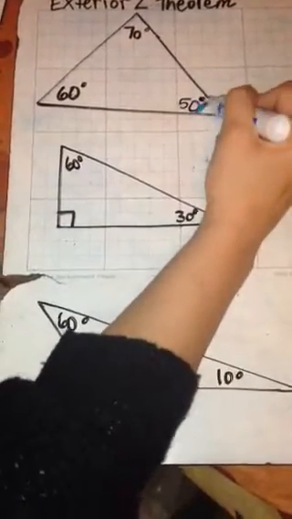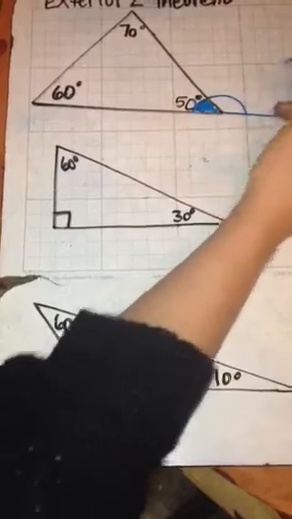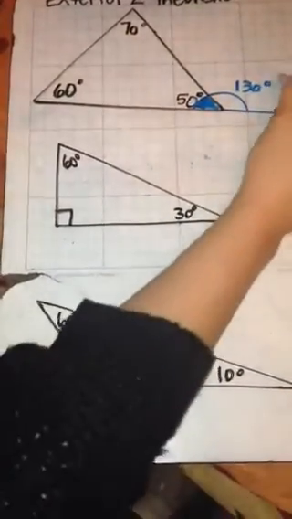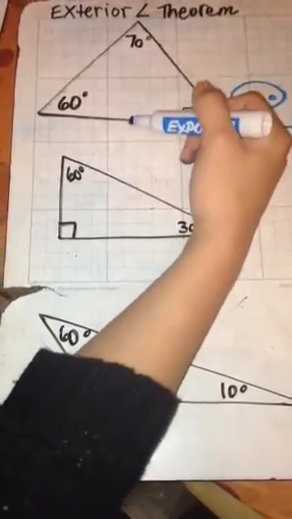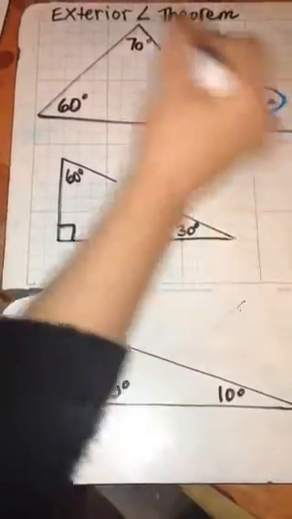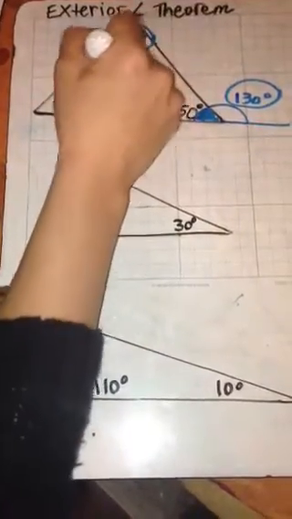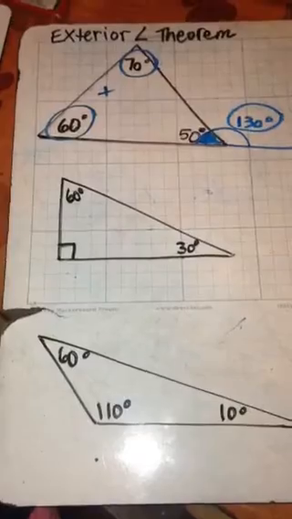Because this is 50 and we see a straight line, these are a linear pair, this has to be 130. So if I look at this exterior angle and then I compare it with the interior angles, this exterior angle of 130 happens to be the measure of 60 plus 70. 60 plus 70 happens to be 130.